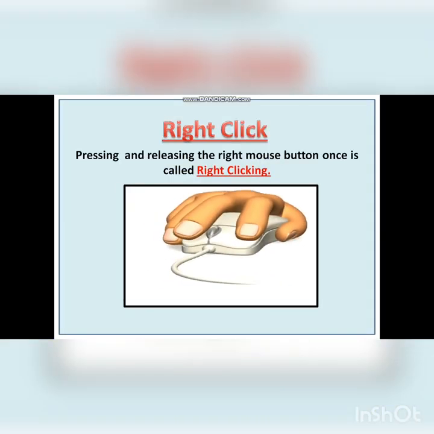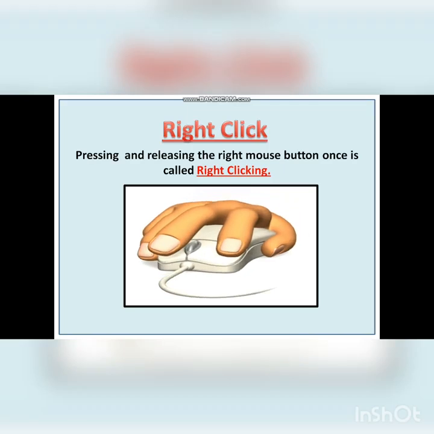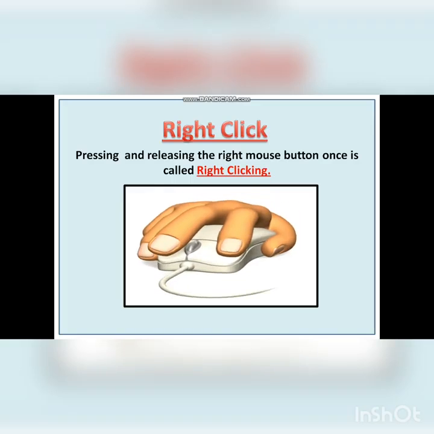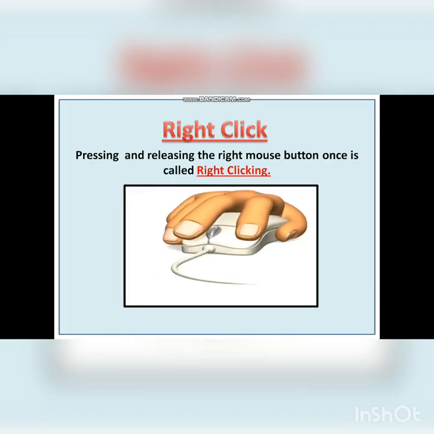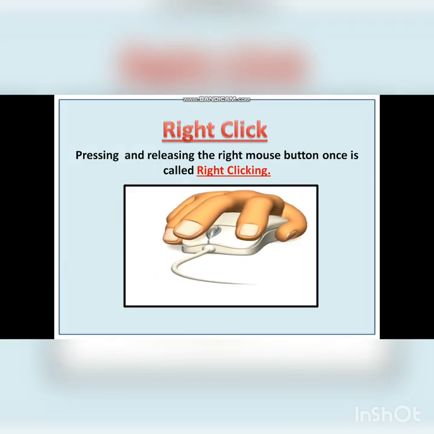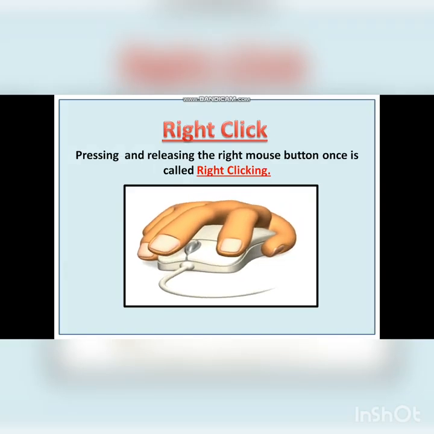Right click. Pressing and releasing the right mouse button once is called right clicking. In the video provided on the slide, you can see that with the help of the middle finger, we press the right mouse button. So when we press the right mouse button and release it, that use is called right clicking.